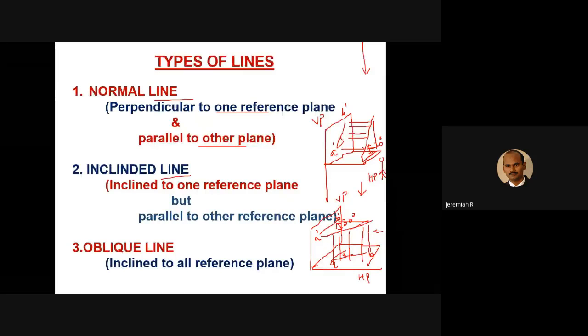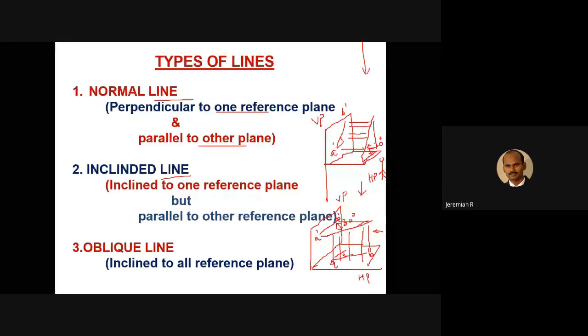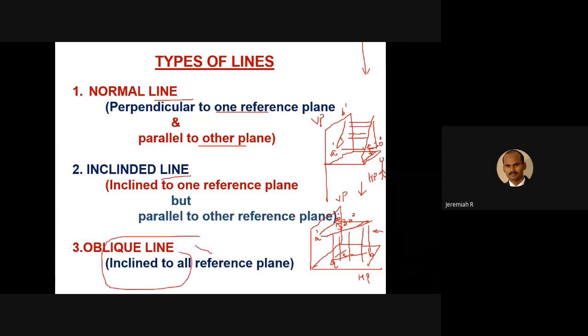So there is one more thing, that is the oblique line. From the exam point of view, this is most important. They will ask problems based on this only. They will not ask problems based on the others, only the oblique line. So what does oblique line mean? It is inclined to both HP and VP.